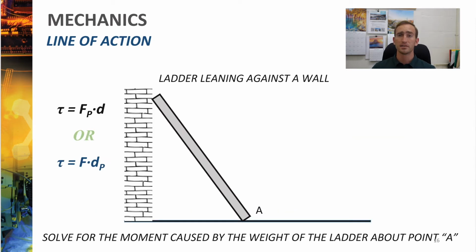What we're going to analyze is this particular problem, which is the classic ladder leaning against a wall. And I'm going to show you how to solve for the moments about point A caused by the weight of the ladder using both methodologies that we now have. And hopefully this example will illustrate the difference between the two methods and show you how one might be more efficient and useful in the future when solving problems.